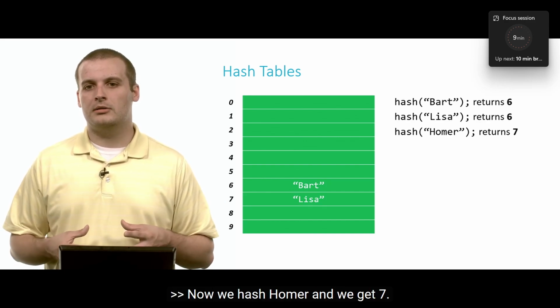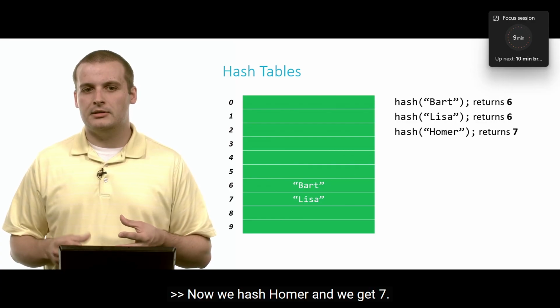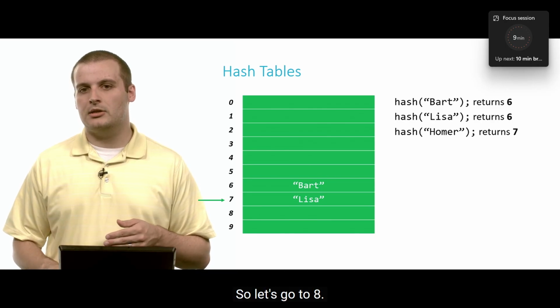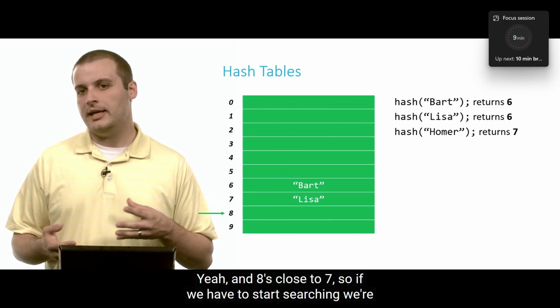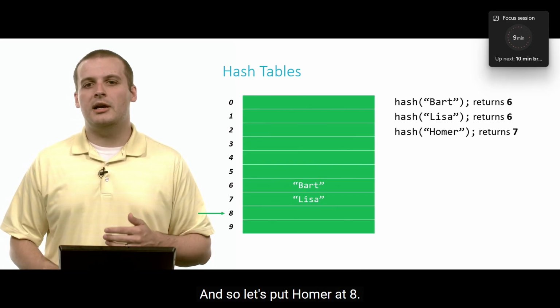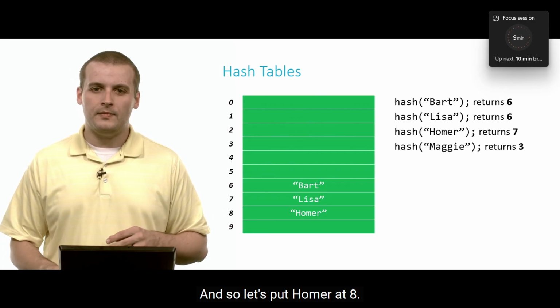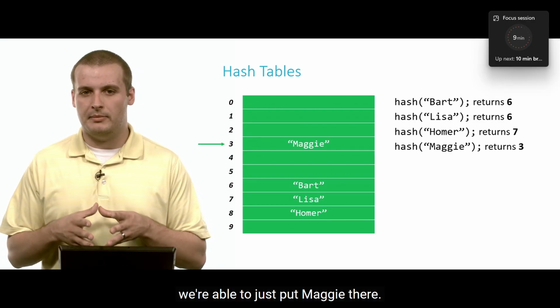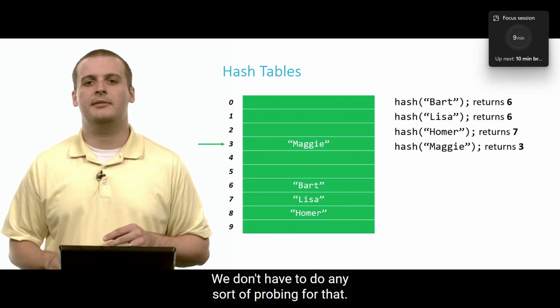Now we hash Homer, and we get 7. OK, well, we know that 7's full now, so we can't put Homer there. So let's go to 8. Is 8 available? Yeah, and 8's close to 7, so if we have to start searching, we're not going to have to go too far. And so let's put Homer at 8. Now we hash Maggie and it returns 3. Thank goodness, we're able to just put Maggie there. We don't have to do any sort of probing for that.